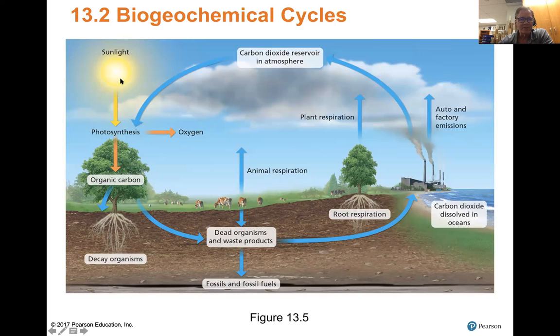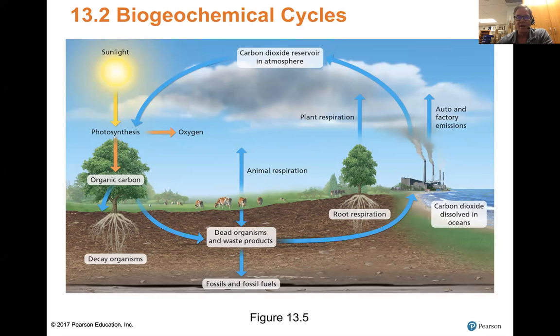So here's photosynthesis, the sun, insolation. It hits the plants or the trees, so you get photosynthesis, releases organic carbon, decay organisms, releases oxygen back to the atmosphere, and plants will, of course, drink water from the ground, and they respire, they breathe back and release the oxygen back into the atmosphere, and you get a carbon dioxide reservoir in the atmosphere.